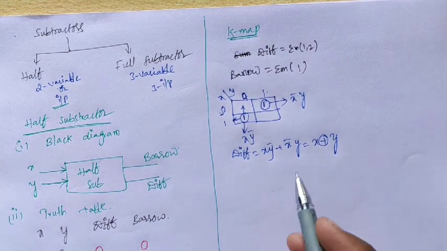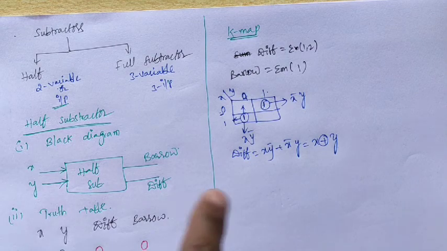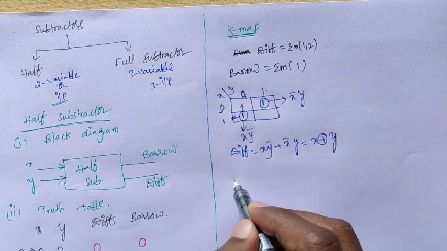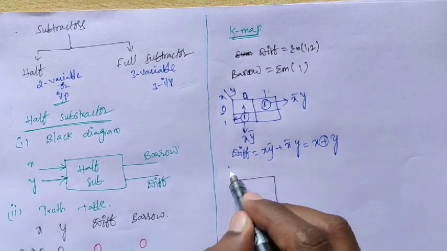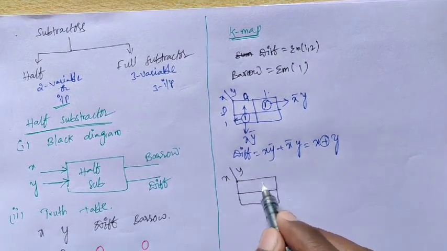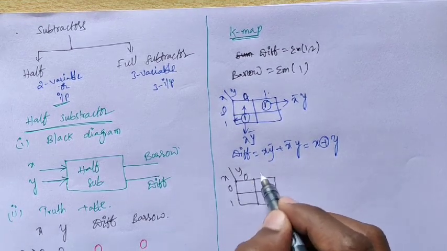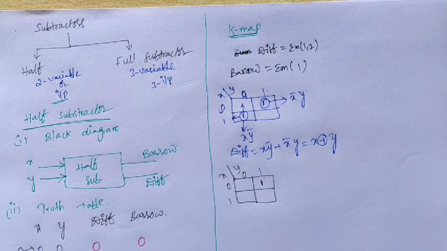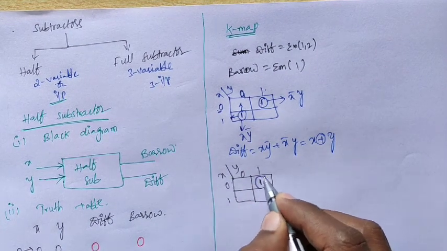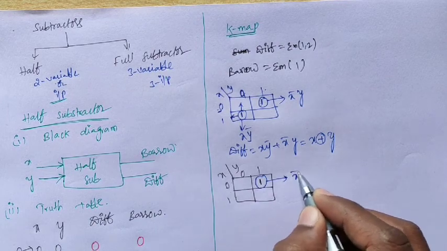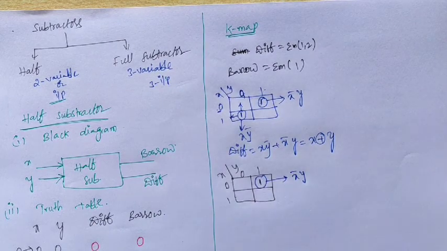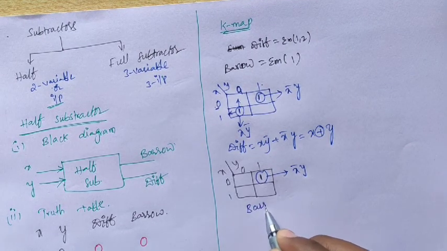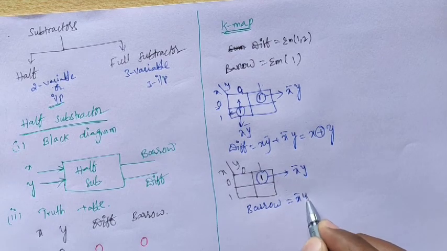Okay, now this is the difference expression. So what about borrow? For x y, here 0 1 0 1, only 1 is the min term, which means the output is high in only one case. So what is the expression here? Here x bar, here y, single row single column representation. So the borrow expression is, borrow is equal to x bar y.